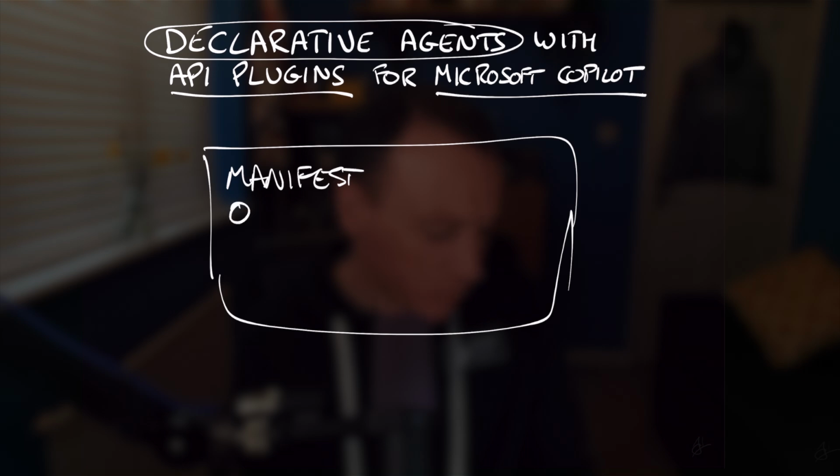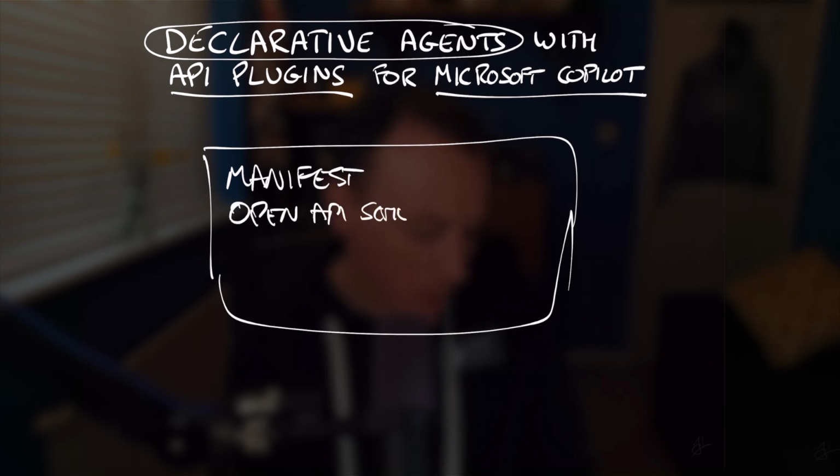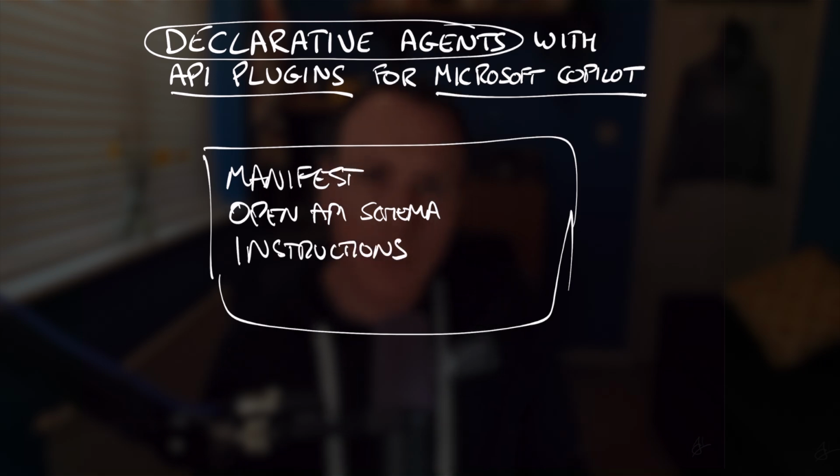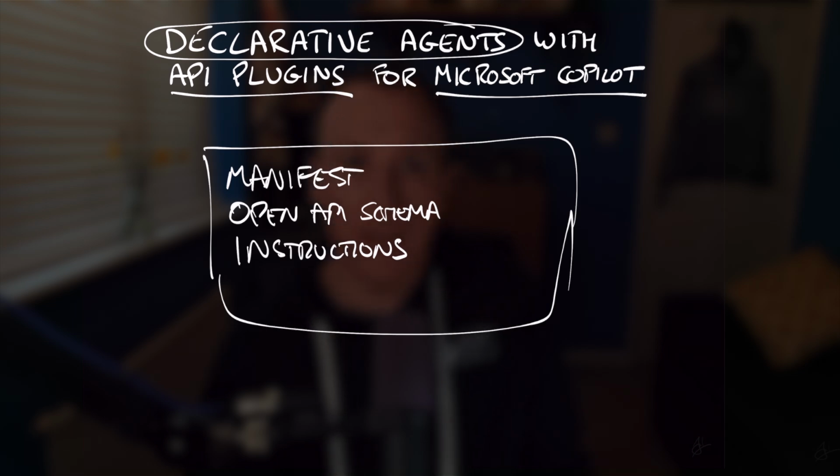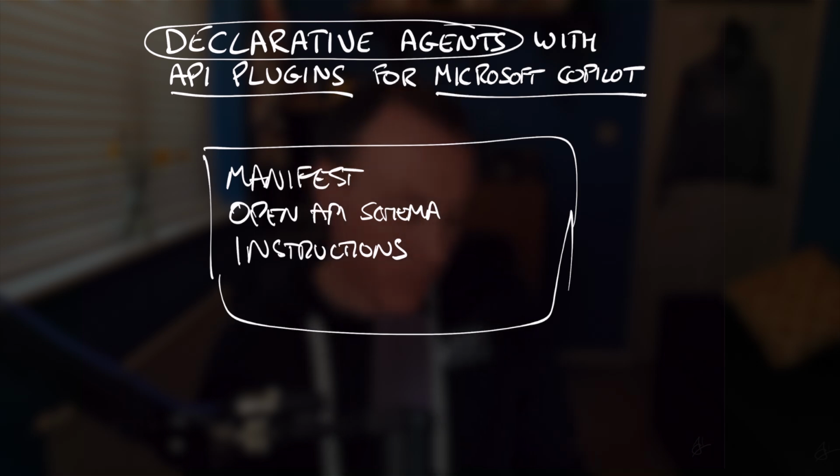So let's put that down. OpenAPI schema. And then you have an instructions document. The instructions document is basically your system prompt, if you know what that is. It's a set of instructions that you give to your agent that defines how it's going to work, what it should do, what its purpose in life is, the types of questions it should answer, and crucially, when it should go to the different APIs that you've referenced to get this stuff done.